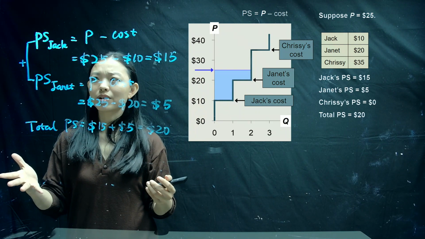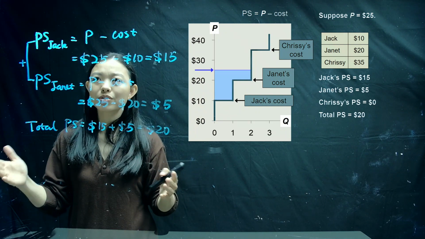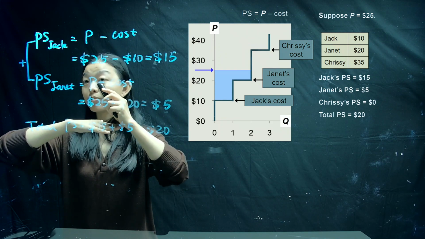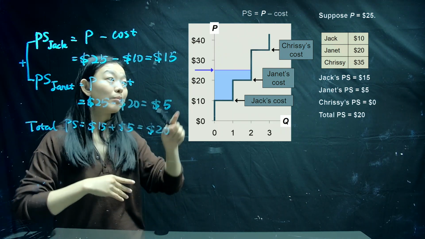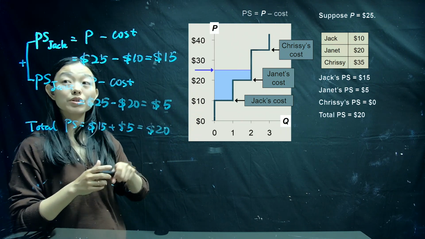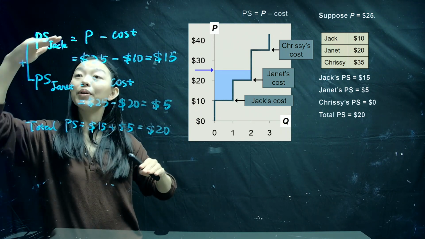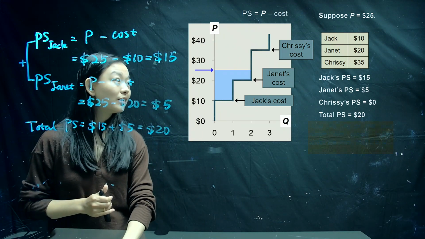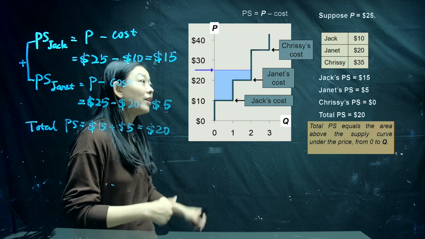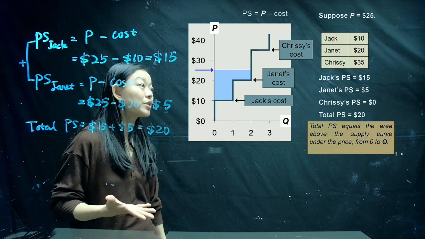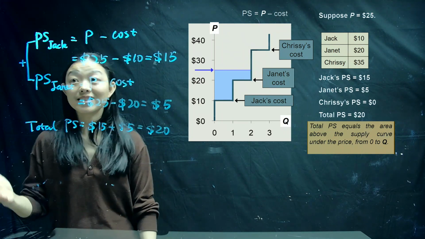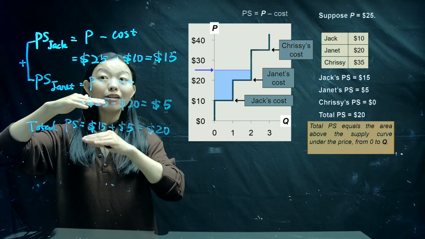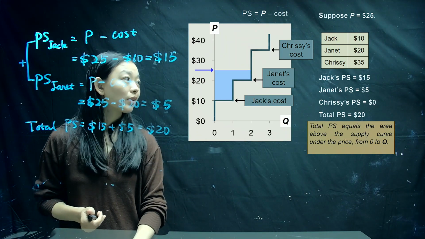And then you might think about, okay, for consumer surplus, we measure the area below the demand curve and above the market price, right? But here, in order to get a producer surplus, we need to get the area below the market price and above the supply curve, right? So the total producer surplus is the area below or under the market price, but above the supply curve.